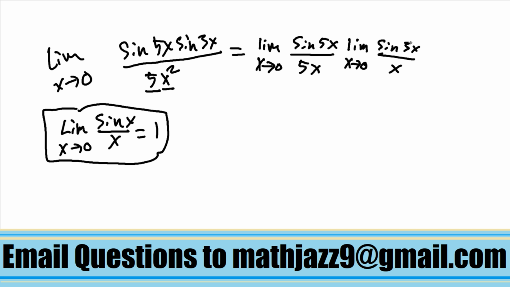What I want is for this 3x to be balanced by a 3x down here. So I'm going to multiply by a 3 on the bottom. But if I'm going to multiply by 3 on the bottom of a fraction, I have to multiply by 3 on the top of a fraction to balance it.